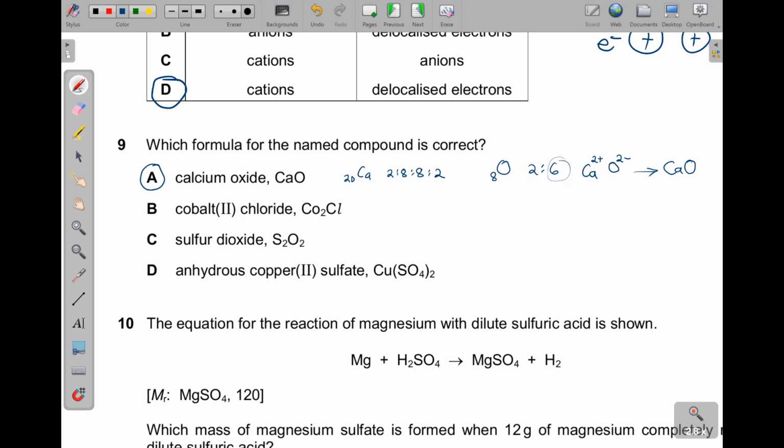And then, what else? Sulfur dioxide. Sulfur dioxide is just like this. Anhydrous copper 2 sulfate. A sulfate has this ion, 2 minus. Copper 2, which is 2 plus. So these two charges are balancing. So meaning we shall have copper 2 sulfate written like this, not like this. So that's why our answer is A.